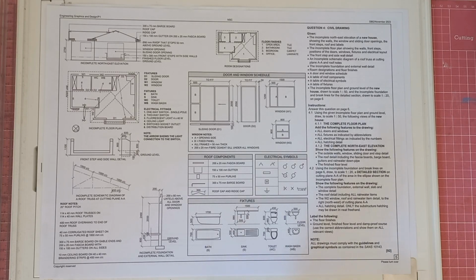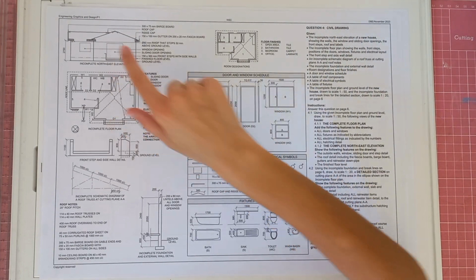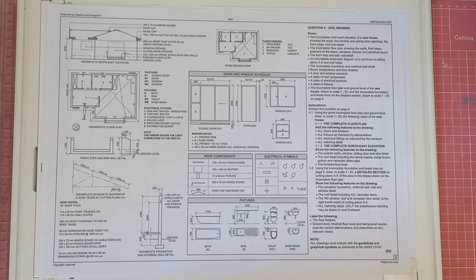So we've got the civil drawing question. So it says, given the incomplete northeast elevation of a new house, which is that over there, showing the walls, the window, the sliding door openings, the front steps, roof, and labels. Then it says the incomplete floor plan showing the walls, front steps, position of the doors, windows, fixtures, and the electrical layout. Obviously that over there.